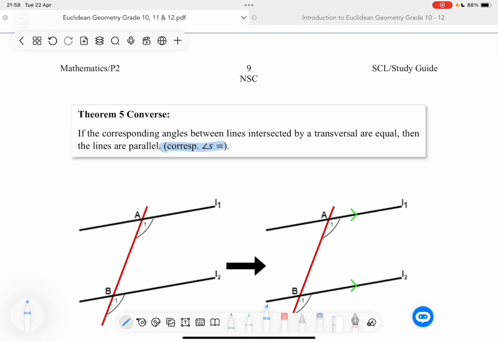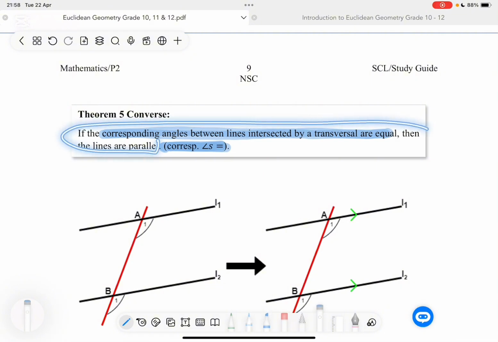If you look at our converse here, it says that corresponding angles between lines intersected by a transversal are equal. So we're saying those corresponding angles are equal. We're basically writing this long statement as a short version to represent the whole theorem by only using the A part, because remember, this is the A part of the theorem.